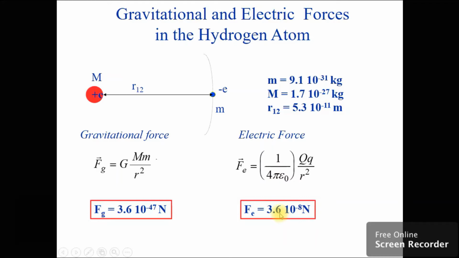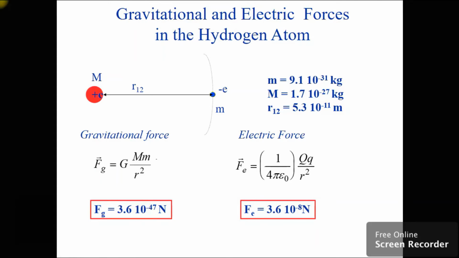Now, I'm not asking you to follow along in any of that math. This is what I'm asking you to notice. The force of gravity is something times 10 to the minus 47. The force of the electrical attraction is something times 10 to the minus 8th. Yes, 10 to the minus 8th is very small. But how much bigger is it than 10 to the minus 47? It's about 10 to the 39 times bigger.